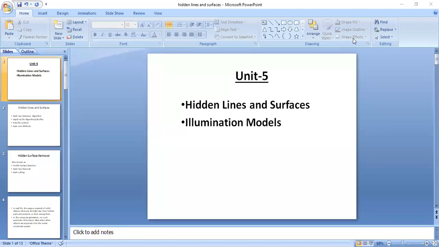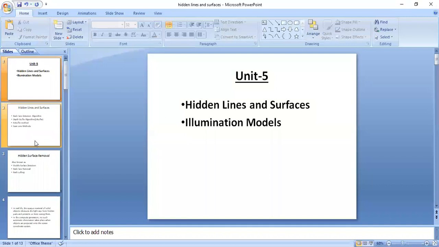Hello everyone. Today we are starting our unit 5, and this unit has two major topics to cover. The first one is hidden line surfaces. Half of the unit covers this topic, and the rest of the unit covers the elementary model. We will first cover the first half, that is hidden lines and surfaces.